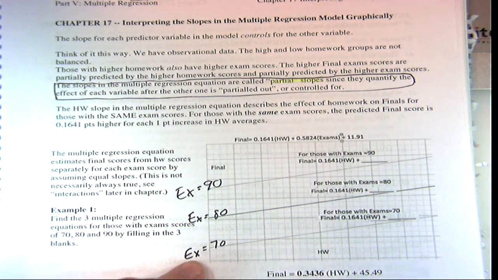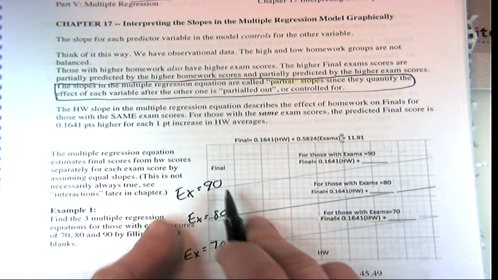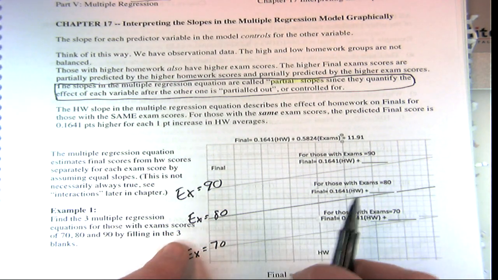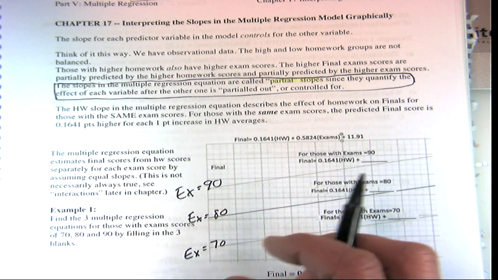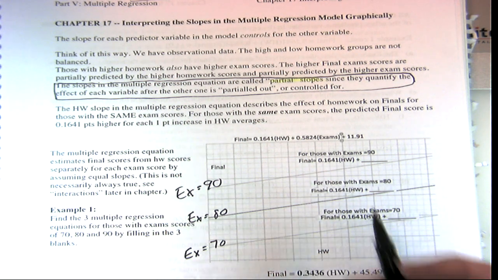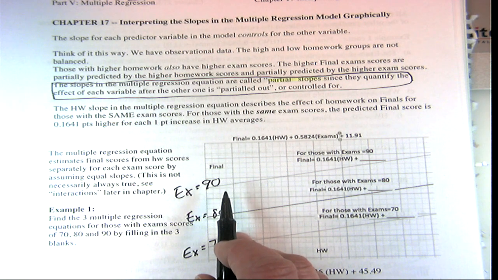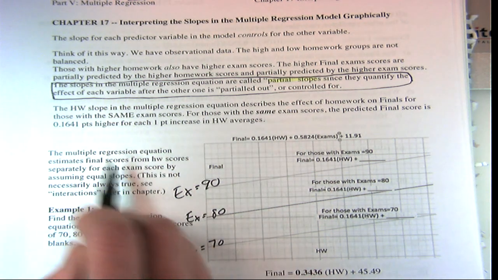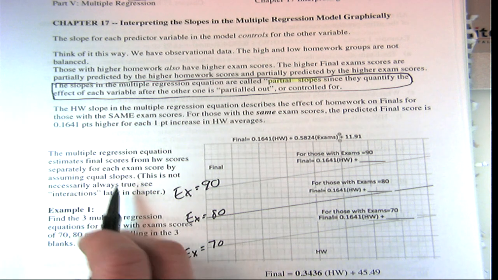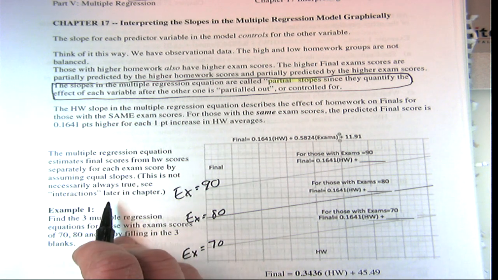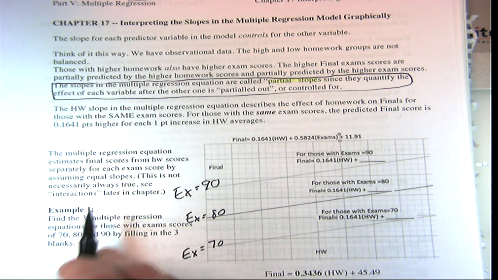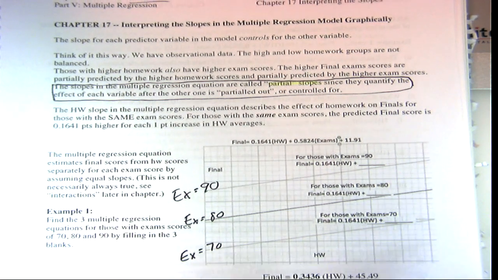But multiple regression without an interaction term assumes that the variable has the same effect throughout the range of the other variables, okay? It's not necessarily true, so we're going to look at that next time, or later in the chapter here.